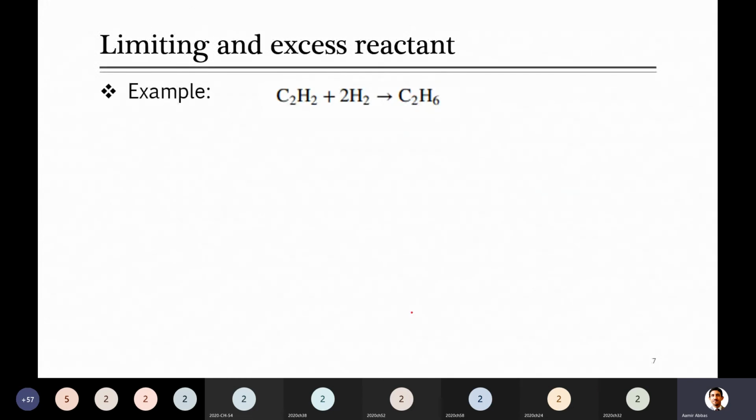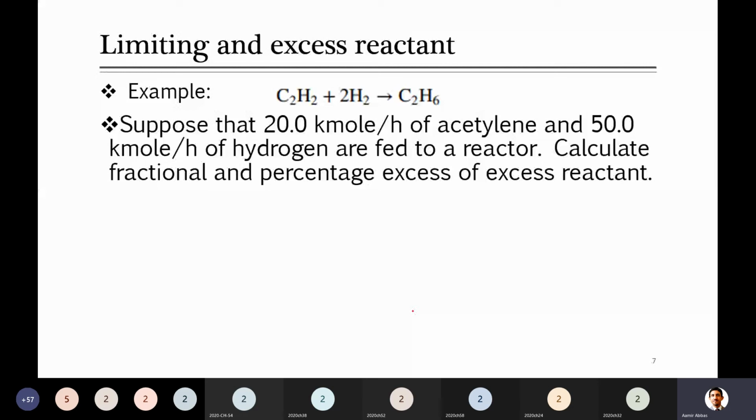So I think here is one problem for more clarification. Quickly solve it, please. I think you guys have notes, notebooks as well as pen. So the reaction is, let me read it for you. C2H2 reacts with hydrogen and this produces C2H6. Hydrogenation of this component is taking place. Suppose it is given that 20 kilomole per hour of acetylene, C2H2, and 50 kilomole per hour of hydrogen are fed to the reactor. What is given here is the amount entering as feed. Calculate the fractional and percentage excess of the excess reactant.